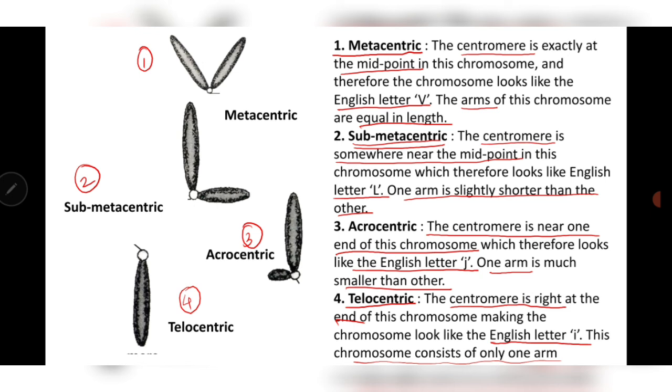Other than this, chromosomes are also classified as allosomes and autosomes. Allosomes are the sex chromosomes, and autosomes are the chromosomes which are responsible for the general characteristics in a human being. We will discuss those types of chromosomes in the next part of our chapter.